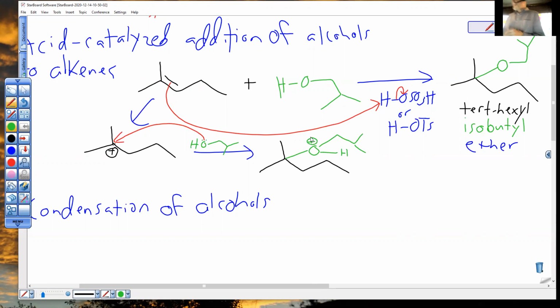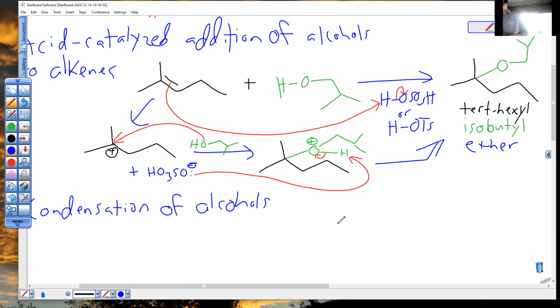And oxonium ions could be neutralized. We just generated it. Neutralized by the conjugate base of sulfuric acid, which was made in step 1. Neutralizing acid-base stuff. We've done at least 50 of those this semester. Not an overestimate, trust me. Ether. Beautiful. This is a new one down here, condensation of alcohols.